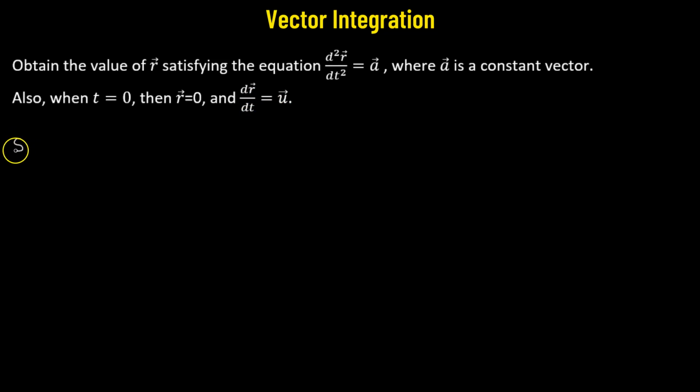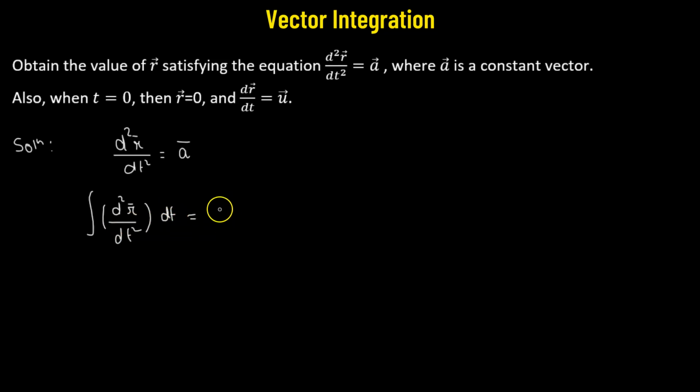Let us begin. So we will consider the given equation. Here we have the second derivative of vector r with respect to t equals the constant vector a. What we'll do is take the integral on both sides. We'll take the integration of d squared r over dt squared with respect to t. That means we'll multiply it by dt. So this will equal the integration of vector a dt.